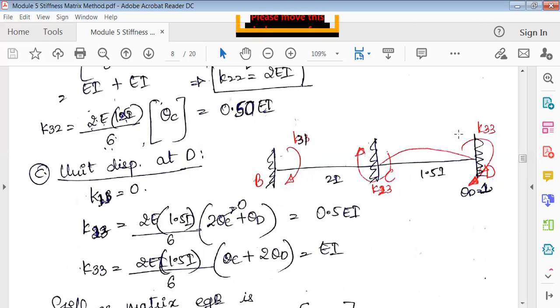See here, you're applying a unit displacement at D. So it is K13. For K13, nothing is affected. This beam is not getting deflected or deformed. So this term would be 0. Next, K23.